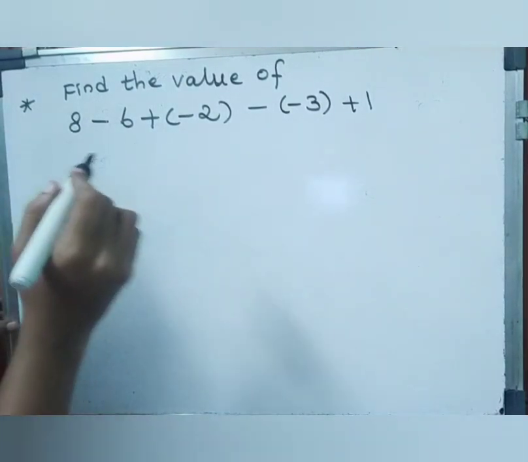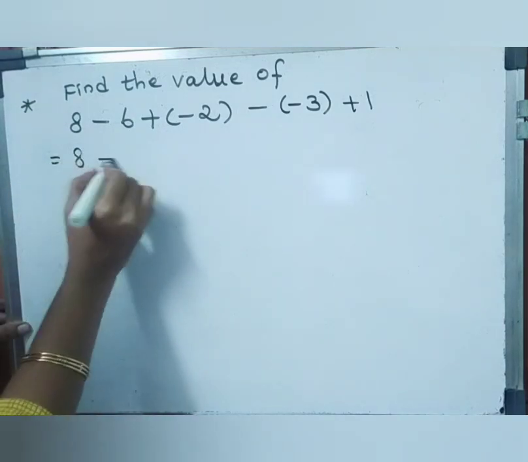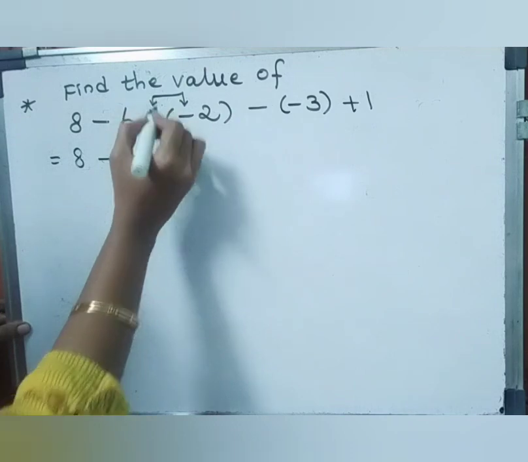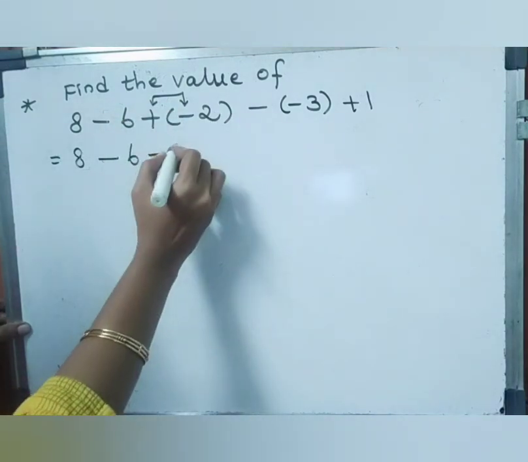So we know the multiplication sign. So here there is no bracket. As it is, we can write 8. Here also there is no bracket. Minus 6. Here we are having a bracket. Before the bracket one sign, after the bracket one sign. Plus into minus, we'll be having minus.